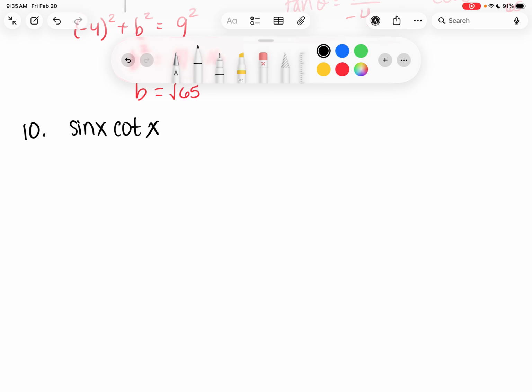So I'm looking at different ways that I can rewrite things. Sine is pretty much just sine, but cotangent can be rewritten using my tangent and cotangent identities as cosine over sine. So I'm going to bring this down: sine of x times cosine x over sine x. Now the sine x's cancel, so this is equal to cosine of x. And then you would be done.